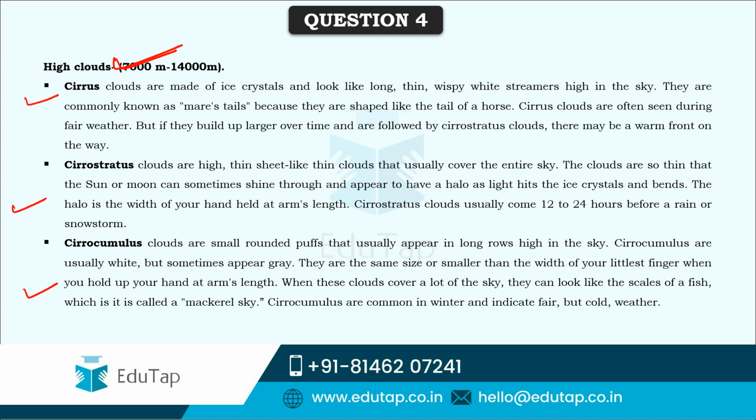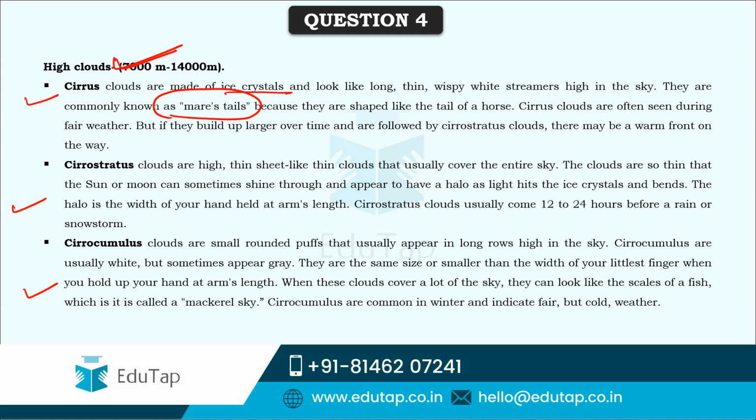Here cirrus clouds, they are generally made of ice crystals, and they are commonly known as mare's tails because of the shape of the cloud. It looks like the tail of a horse, and these are generally seen during fair weather, that is, very pleasant weather. Next is cirrostratus.